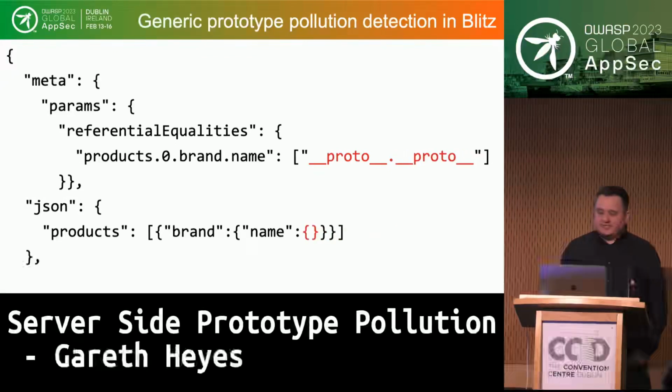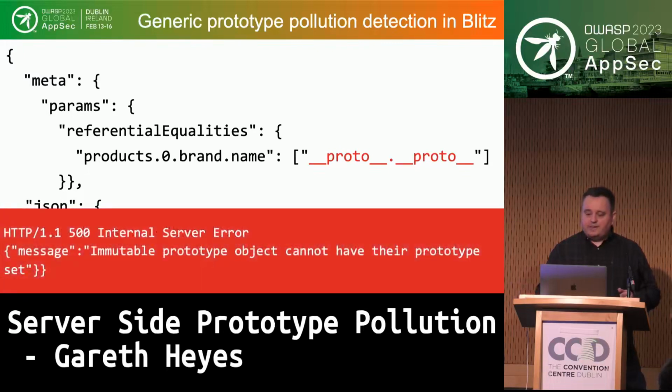So what's interesting though is, do you remember I talked about this super global polluter? If you try and assign that to an object in Chrome or any other browser, any other JavaScript, what you get back is that this is immutable. You cannot change that prototype. And we can use that difference to determine if you've got prototype pollution for any library that allows you to assign multiple properties in this way. So you'll get a proto.proto will be the global object polluter. You'll get an internal server error which will say immutable prototype object cannot have the prototype set.